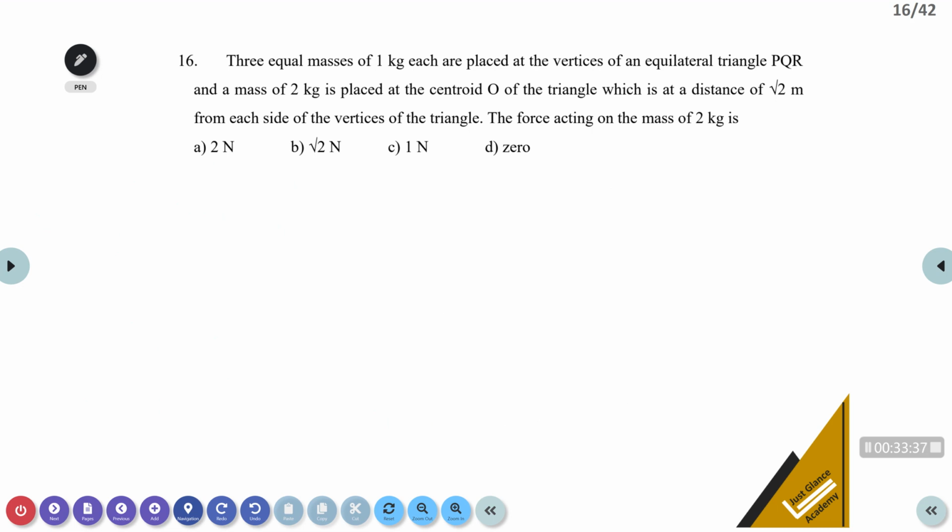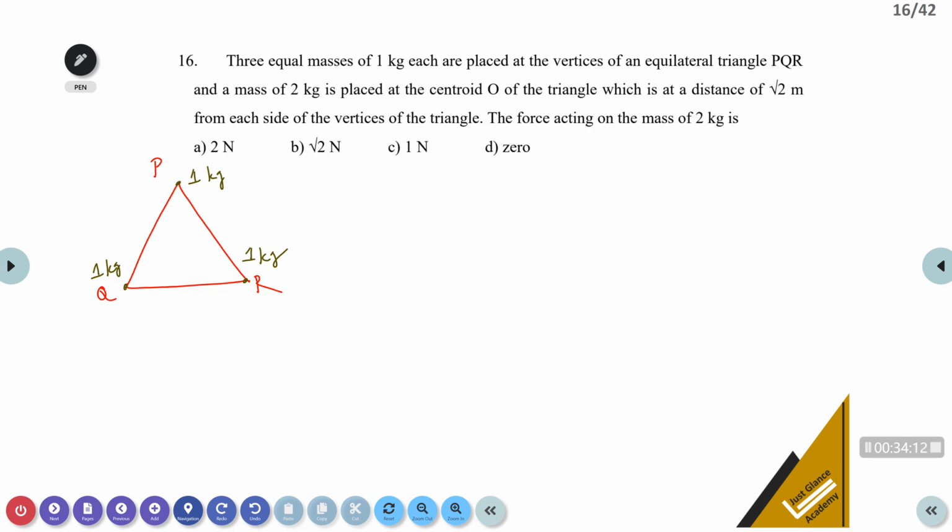3 equal masses of 1 kg each are placed at the vertices of an equilateral triangle PQR. Draw the diagram. This is P, this is Q, and this is R. 3 equal masses. Here it is 1 kilogram, here it is 1 kilogram, and here also 1 kilogram masses are placed.